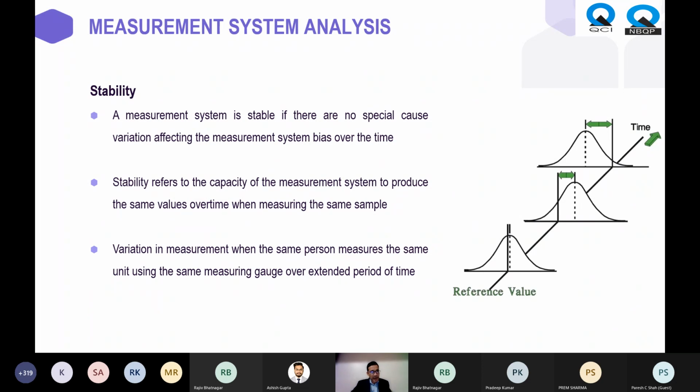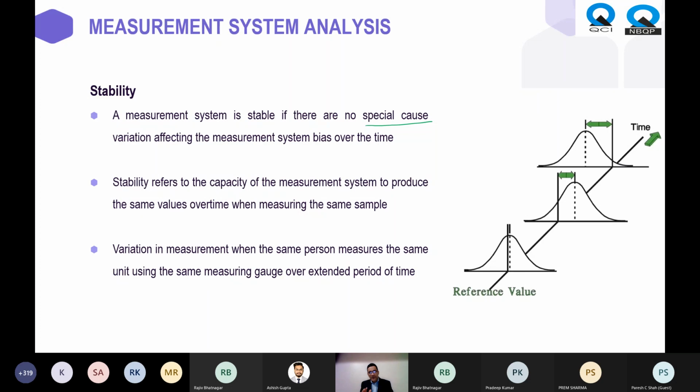So let's see all these points one by one. Instability. A measurement system is stable if there is no special cause variation affecting the measurement system bias over time. One word I have used, special cause. A special cause is a sort of cause which usually doesn't occur, but if it happens, it happens all of a sudden. If I give you an example, one is my common cause, which are normal causes which keep on happening. If I am producing a piece, there will be some vibration in the machine. That's my common cause.